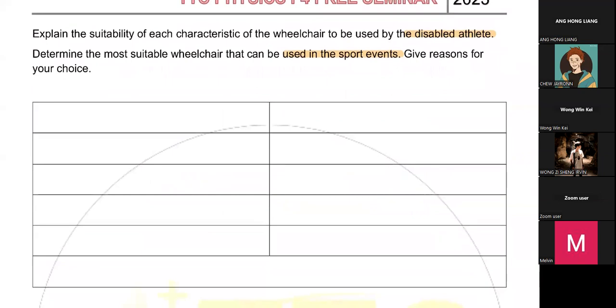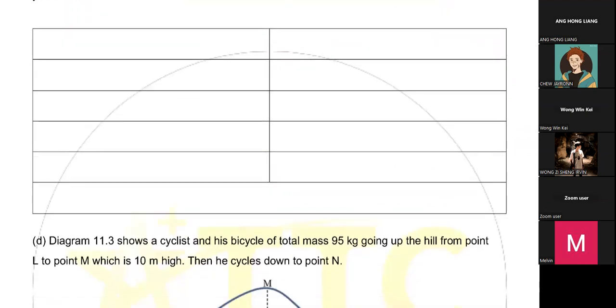Now, Bukit Jalil people, you all learn essay questions, right? Does your teacher tell you that you have to draw in a table form? Do you know that you have to draw in a table form? Okay, how this table looks like is this.